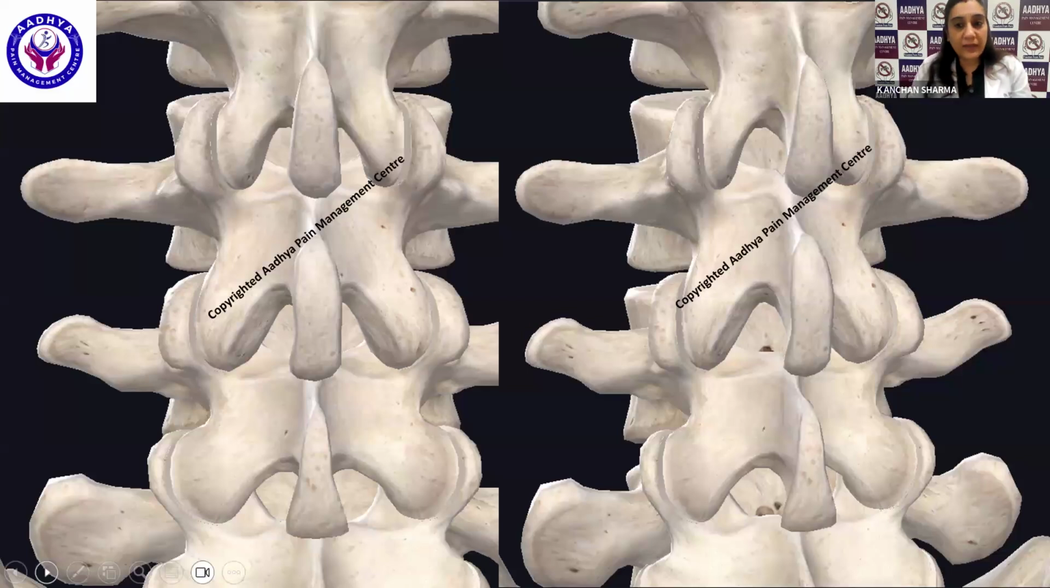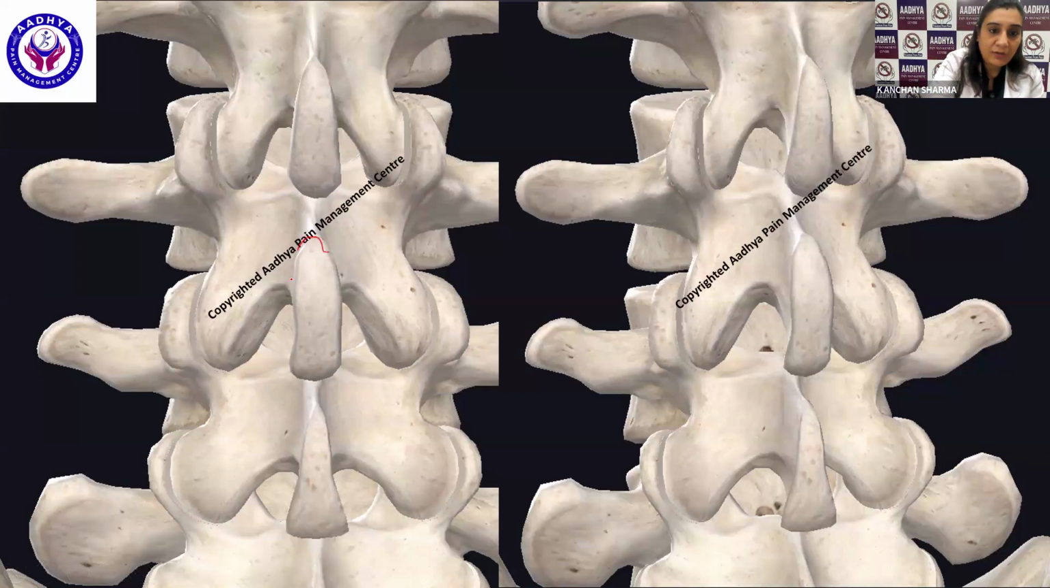So today we will be learning about just the sonoanatomy of the lumbar spine, how exactly the structures of the spine look under ultrasound. So let us first see the parts of the vertebrae, which is very important.